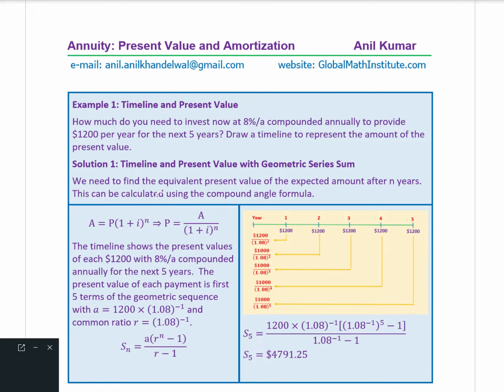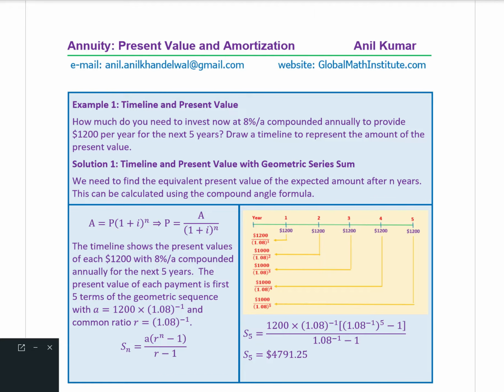So we need to find the equivalent present value of the expected amount after n years. This can be calculated using the compound interest formula itself. So see the timeline now. Let us say we begin now, we'll just call it 0. All the payments and the compounding period end at the end of the year. It is a case of ordinary annuity. So at the end of the year, we want $1,200. First year, second year, third year, fourth year, and fifth year, we need $1,200. Those are the values which we need after the first, second, third, fourth, and fifth year.